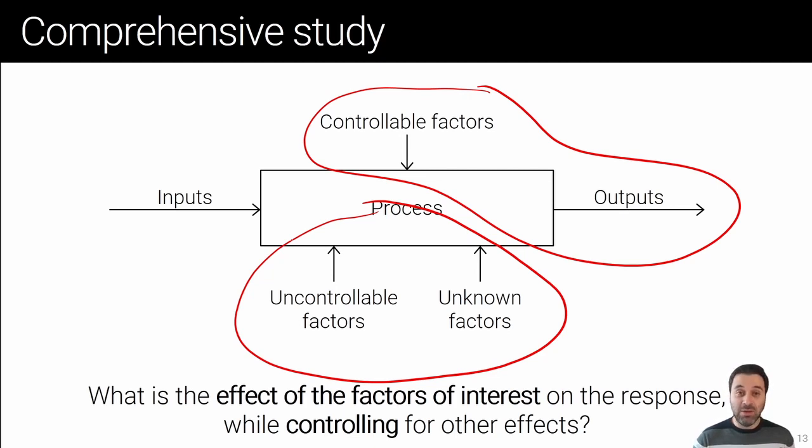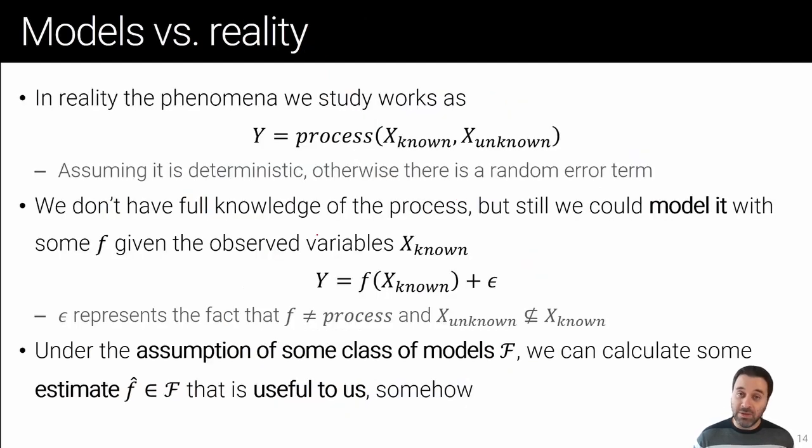So now we're going to build a model of this process to try and better understand how this works and maybe make predictions, find out what exactly is the relationship between the factors and the response, etc. So it's all about building a model of reality, or putting on the one hand the model and on the other hand the reality. In reality, that phenomena we want to study, our object of study, works something like this.